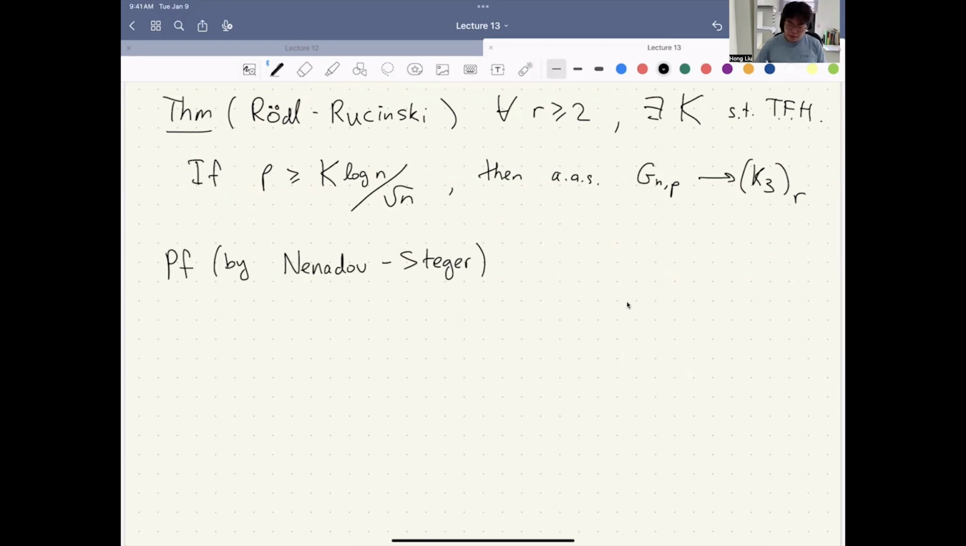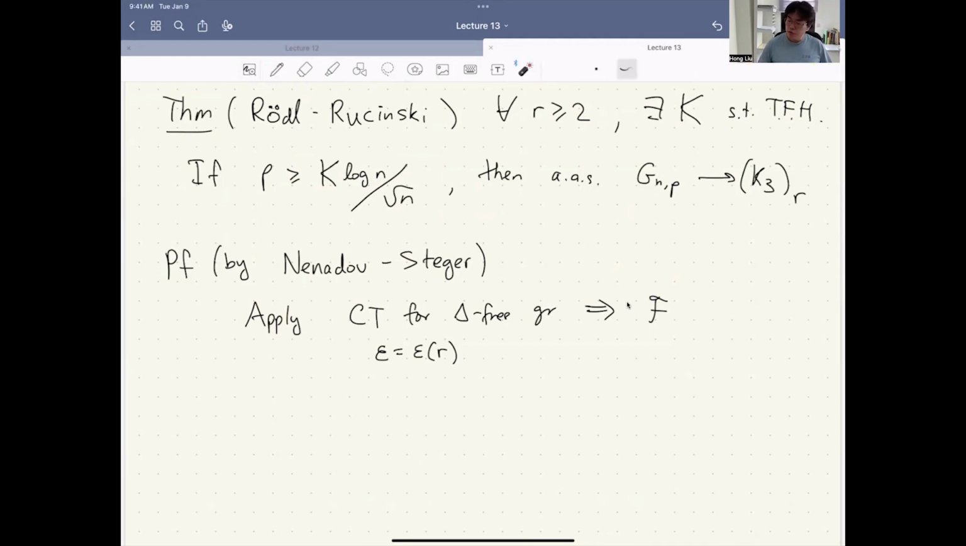So let's apply the container theorem for triangle-free graphs to get a family of containers F. The epsilon we take is some sufficiently small constant depending only on this number of colors r. You take some epsilon sufficiently small with respect to r, we get a bunch of almost triangle-free containers F. Now let's try to prove the complementary event happens with probability tending to 0.